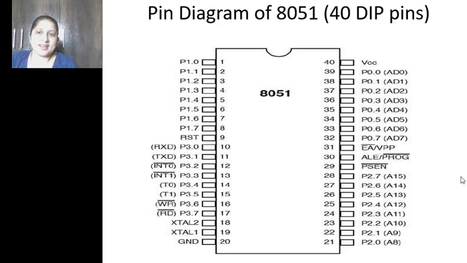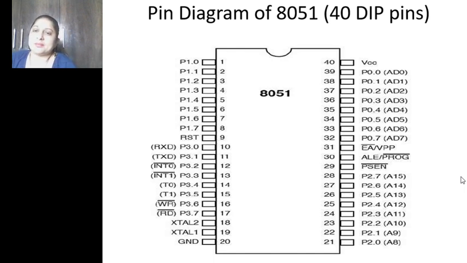Pin number 10 and 11 we can use as RxD and TxD for serial communication, that is the receive data and transmit data pins for serial communication. The next pins, number 12 and 13, we can use as the INT0 pin and INT1 pin, that is interrupt 0 pin and interrupt 1 pin. These are active low pins. Then pin number 14 and 15 we can use to connect timer 0 and timer 1.